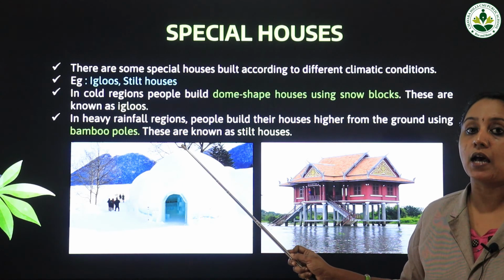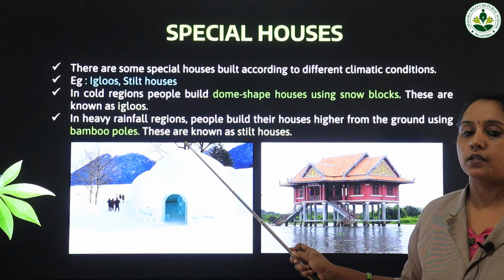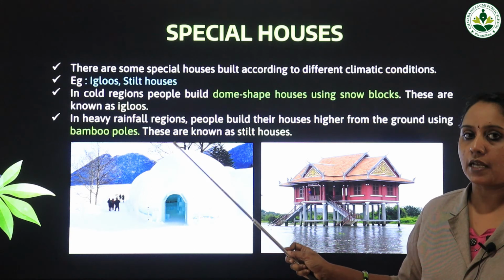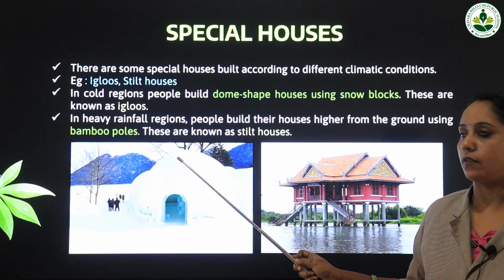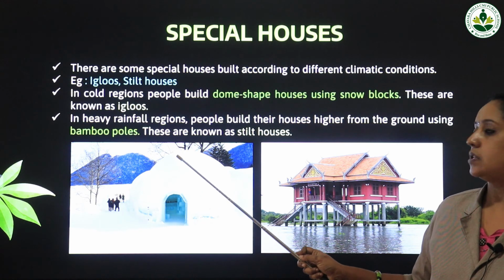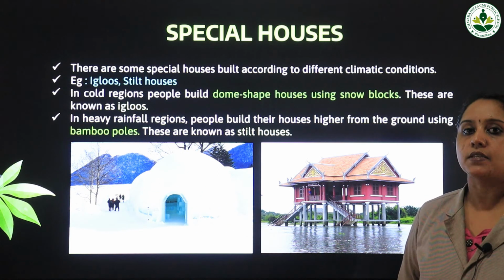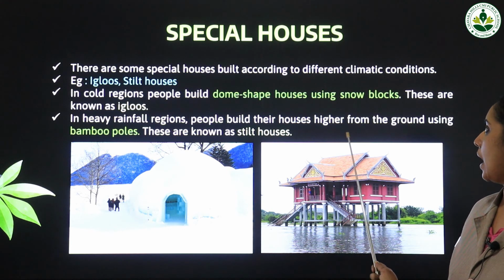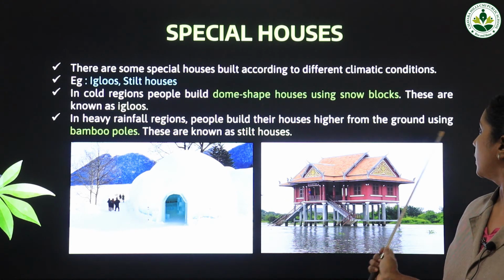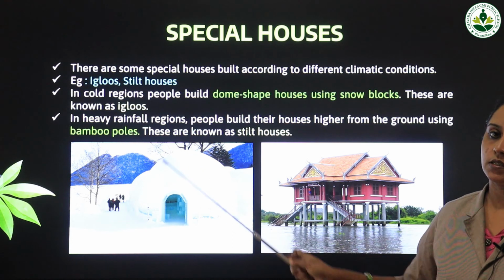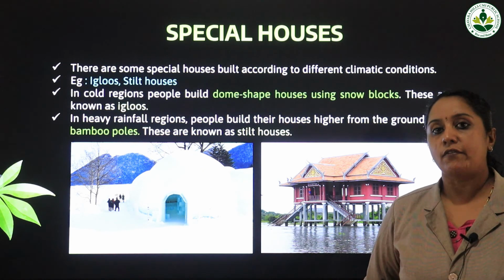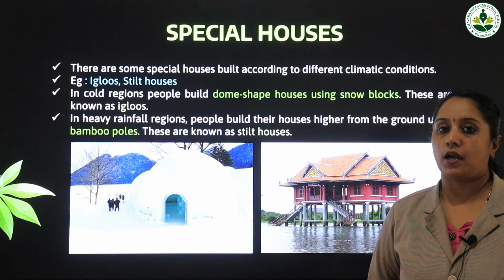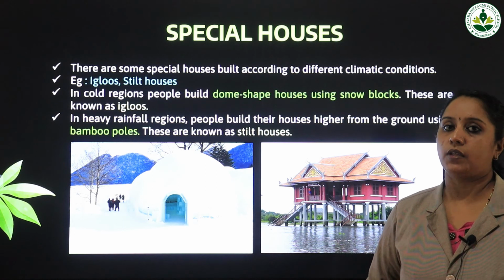Now, in heavy rainfall regions, in some places there is heavy rainfall. For example, in Assam, there is a lot of rainfall. So, in such places, since there is heavy rainfall, floods can occur. So, they have to make themselves safe. So, for that, people build their houses higher from the ground using bamboo poles. So, in places where there is heavy rainfall, people build their houses higher from the ground.